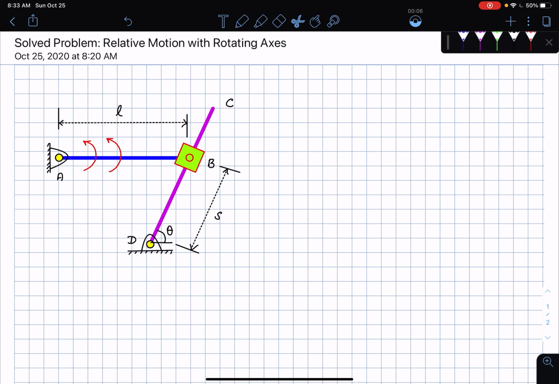This time we will look at a problem where we have rotating axes, where those a relative and omega cross v relative terms do not vanish in this particular problem. Okay, so here is a problem.